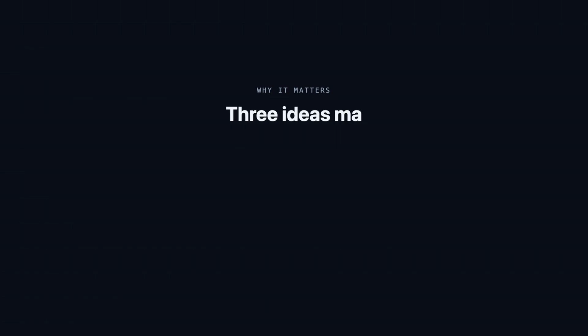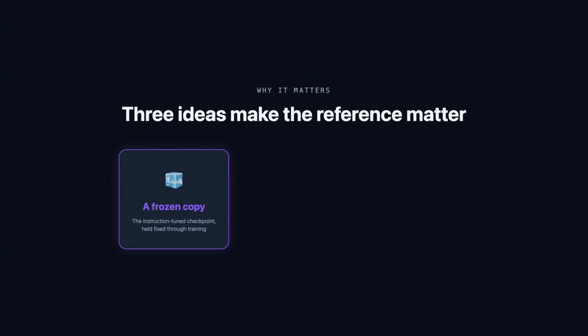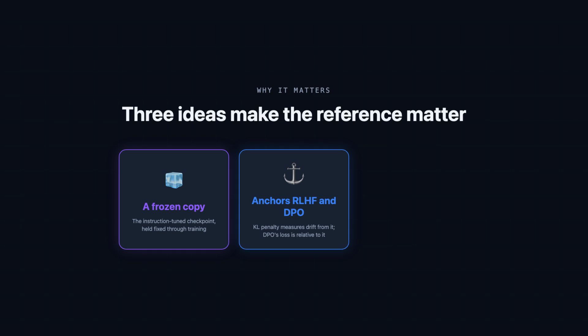Strip it down, and three ideas make the reference model matter. It is a frozen copy of the starting model. Normally the instruction-tuned checkpoint, held fixed throughout training as an unchanging point of comparison for the policy that is being updated. It anchors both RLHF and DPO.